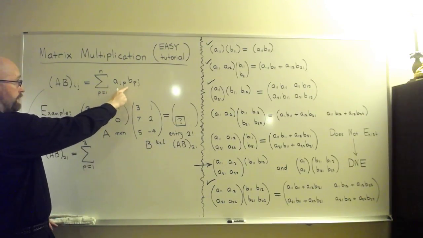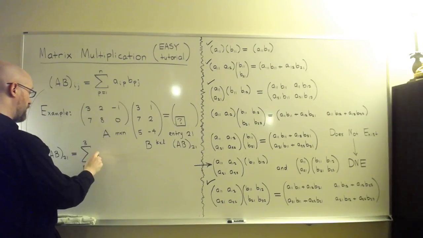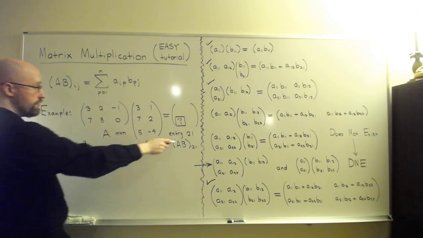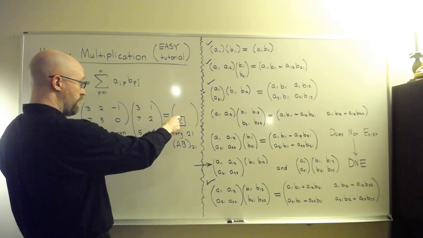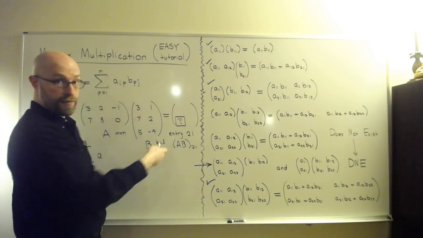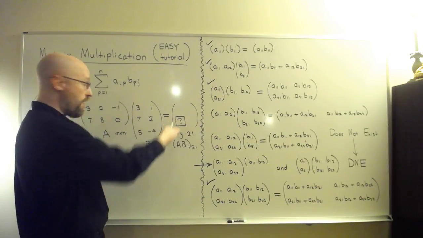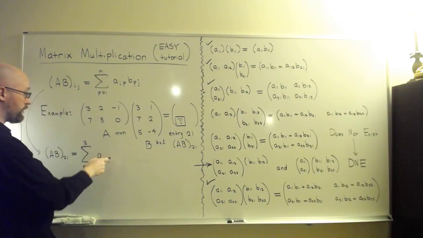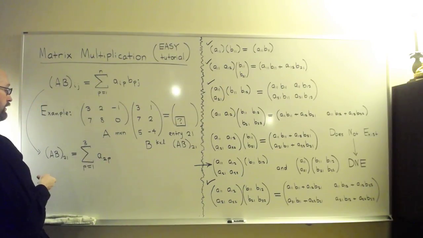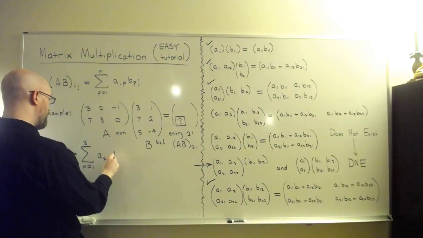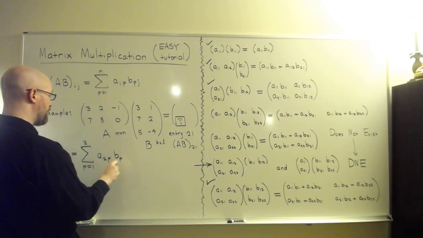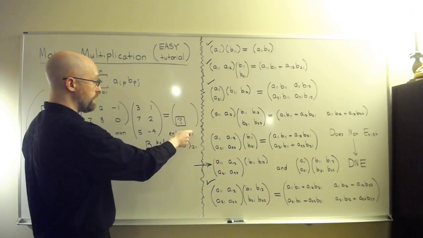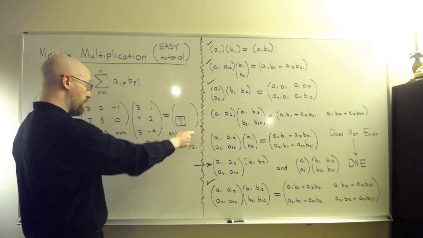Now the A, I, P, B, P, J, this entry A, this first one, the I, well, you know what the I is, it's 2, because it's the one we want. We're asking for the one in the second row. So this will become a 2. Now the P stays there, because that's what we're summing over. And then the B, once again, the P stays there, because that's what we're summing over. But the J, we know what that is, because that's what we want. We want the one in the first column, so it's a 1 here.